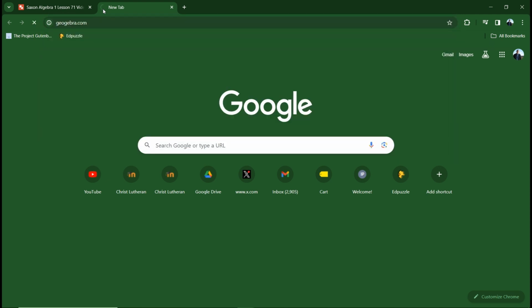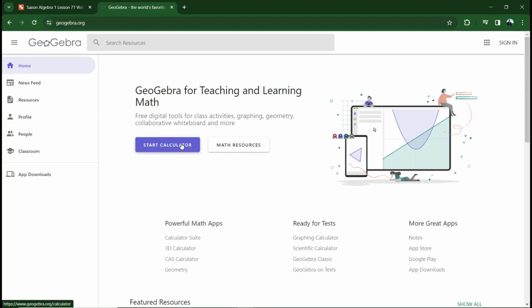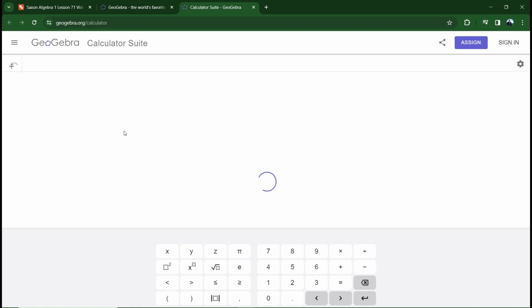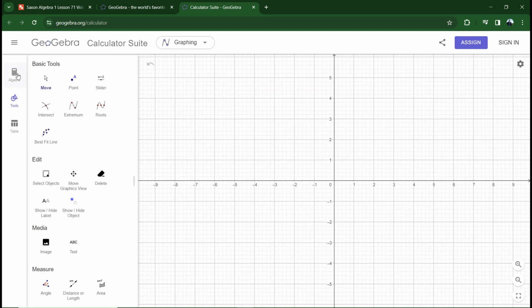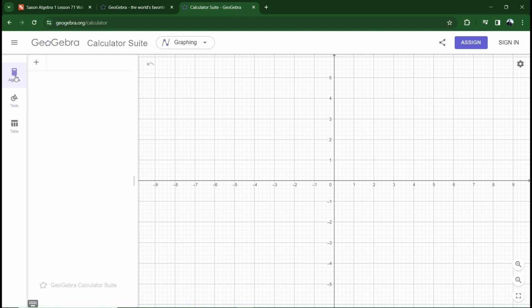So I'm going to go to GeoGebra, and we're going to check to see if I have an exact line of best fit with 14x. So I'm going to go ahead to start calculator, and now watch what I do. Instead of entering something directly over here on the left in the algebra section, like maybe you're used to, I'm going to go down here to table.